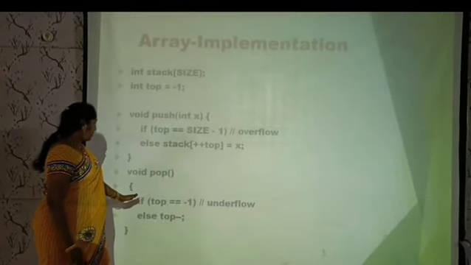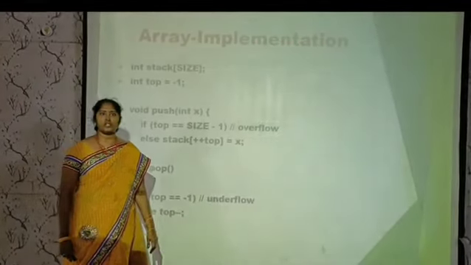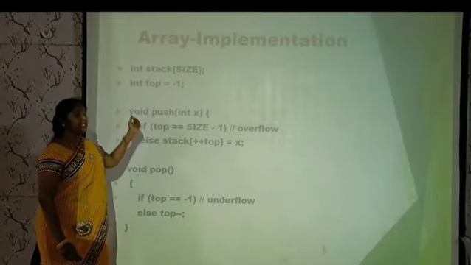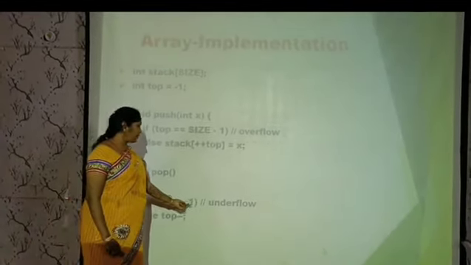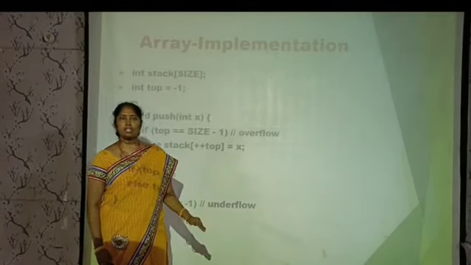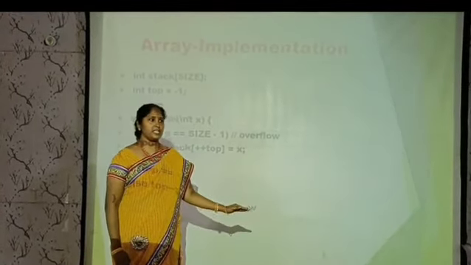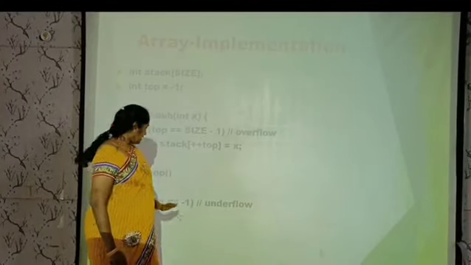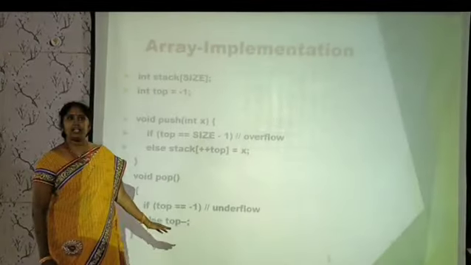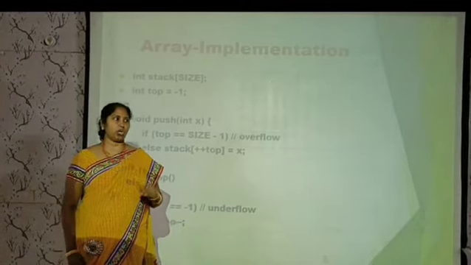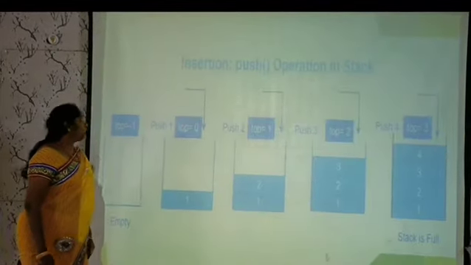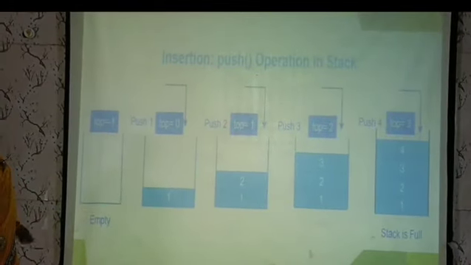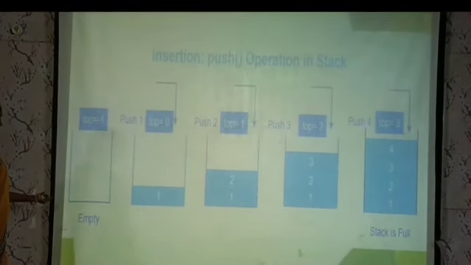Whereas for the pop operation, as we saw earlier, we check top equal to -1. When top is -1, it is an underflow condition, which means the stack is empty. Else there are some elements in the stack, so we remove the top element by decrementing the top value.